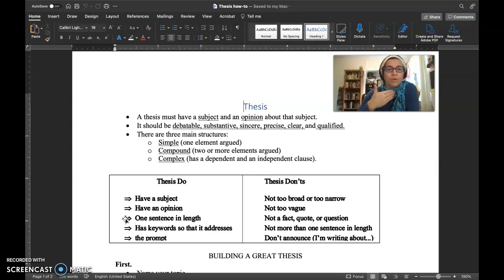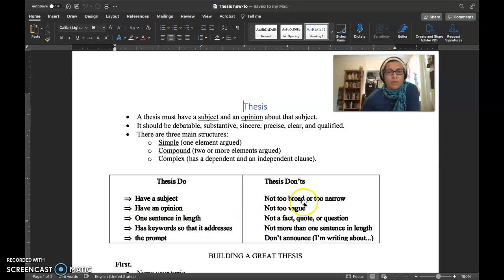So put all of your important words, everything that you're looking at, all in one sentence, and that becomes very clear for the readers. It has keywords so that it addresses the prompt. That's something that I'm going to talk about in a second. Just make sure that you're writing a thesis that fits the prompt that you're being asked to write an essay about.